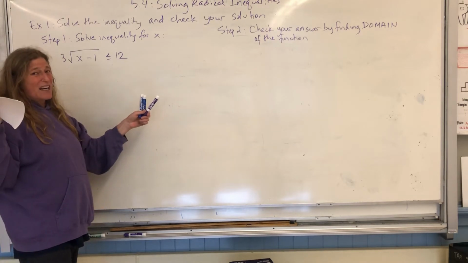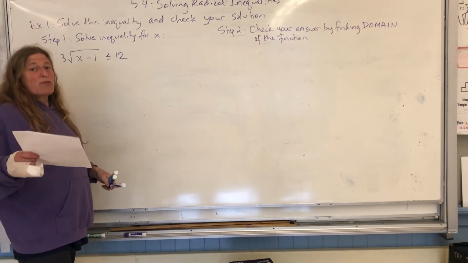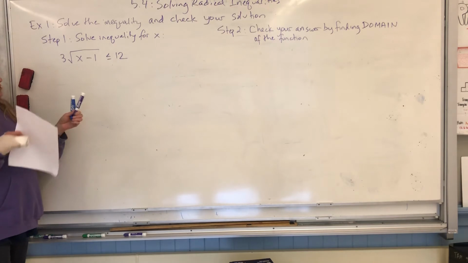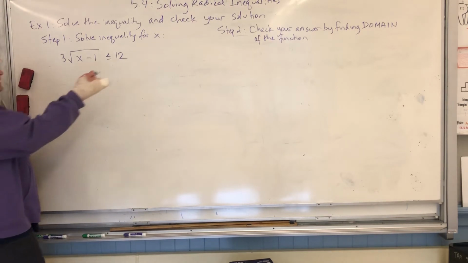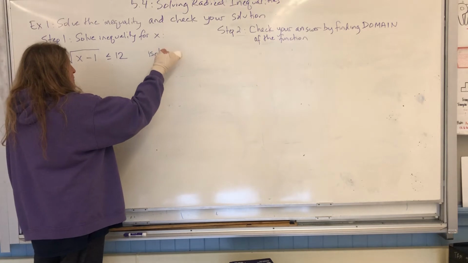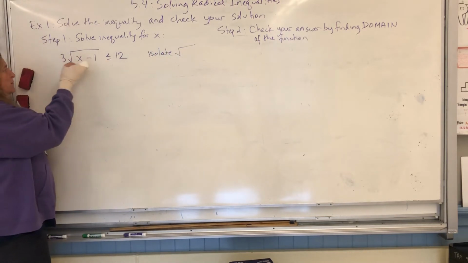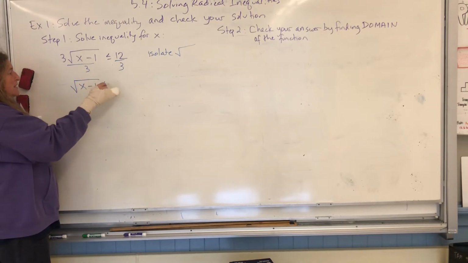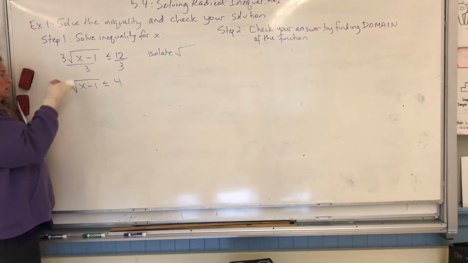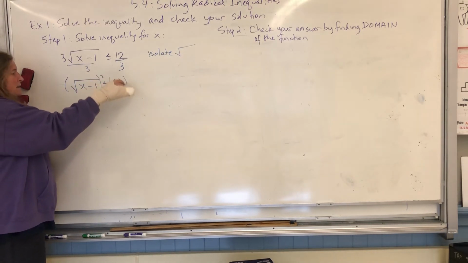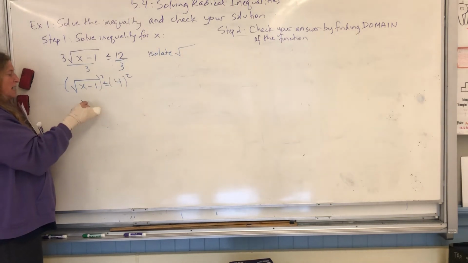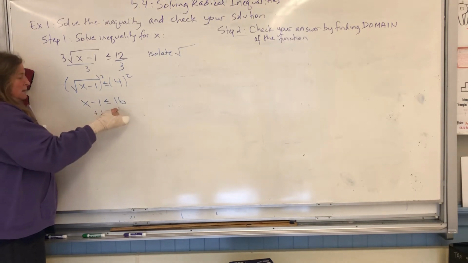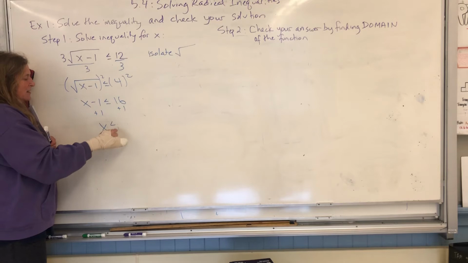My hand, I couldn't write out all the stuff on the note sheet, so I'll read it, we'll look over it together, but I wasn't able to write it all out. Okay, so step 1 is just to solve the inequality. So we want to isolate the square root just like with an equation. So let's divide both sides by 3. And I get the square root of x minus 1 is less than or equal to 4. Now let's square both sides. And that gives me x minus 1 is less than or equal to 16. Add 1, and I get x is less than or equal to 17.